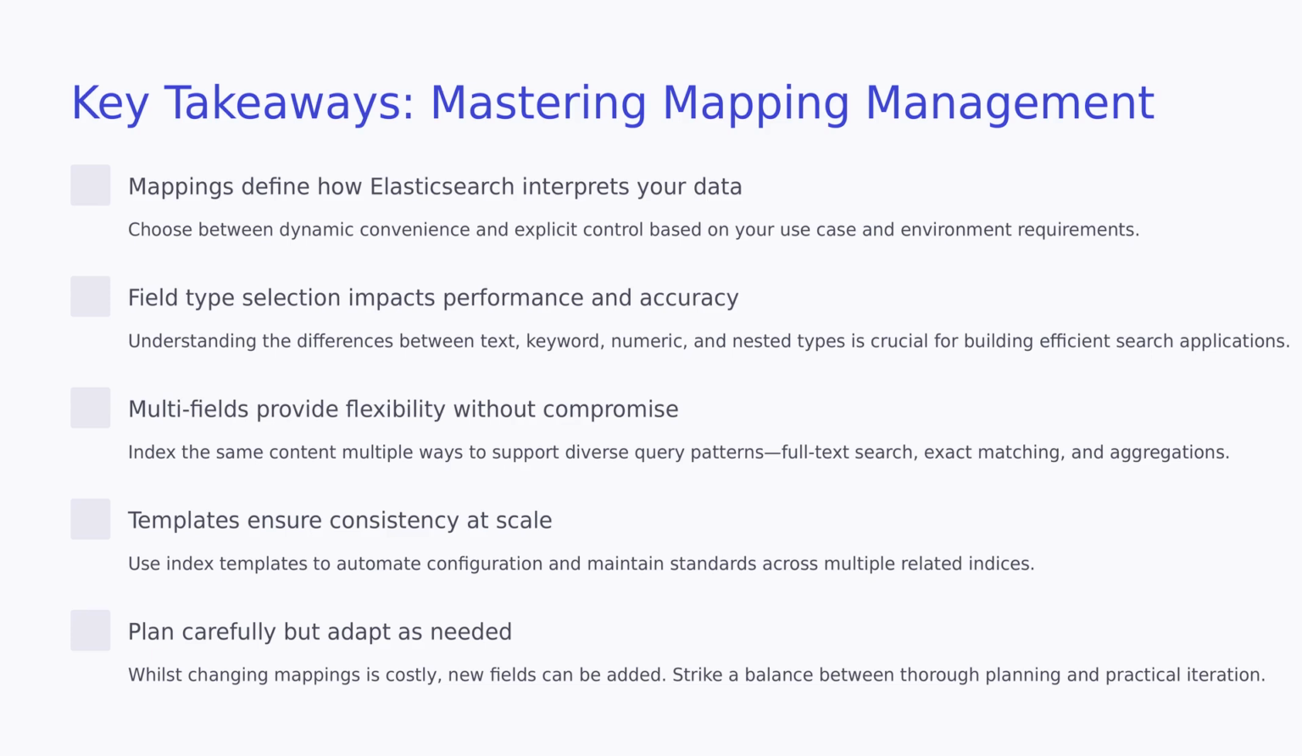In Elasticsearch, mastering mapping management is key to optimizing your data interpretation. Choose between dynamic convenience and explicit control based on your specific needs. Field type selection directly impacts performance and accuracy. Understanding text, keyword, numeric, and nested types is crucial for efficient search applications. Utilize multi-fields to index content in various ways, supporting different query patterns. Templates ensure consistency at scale by automating configurations across multiple related indices.